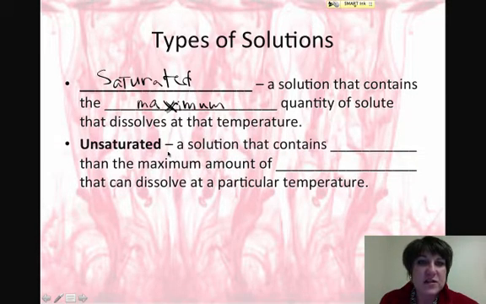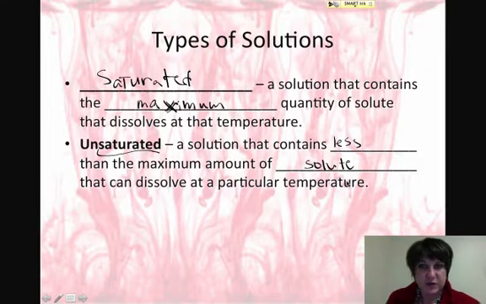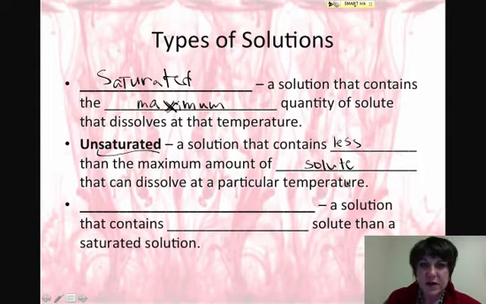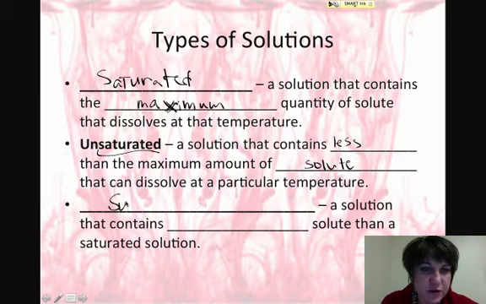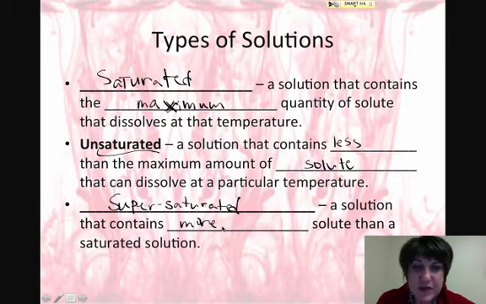There's also such a thing as an unsaturated solution. Unsaturated solutions contain less than the maximum amount of solute that could dissolve in that particular solvent at that particular temperature. And finally, your last category is considered to be a supersaturated solution. Supersaturated solutions would contain more than the normally allowable solute, so more than the maximum solute that could typically dissolve in that solvent at that temperature.